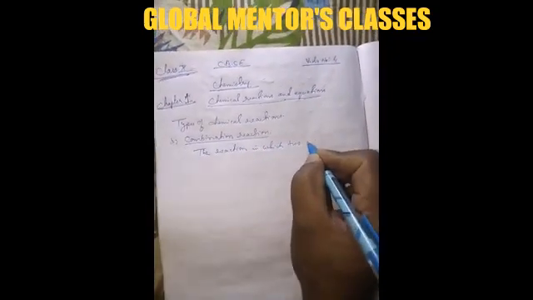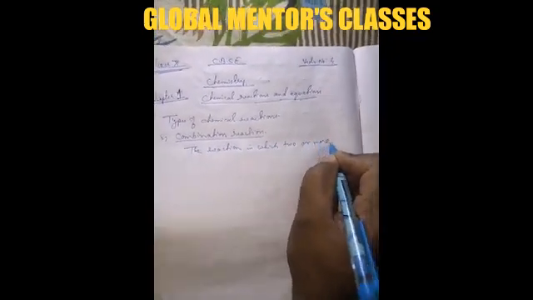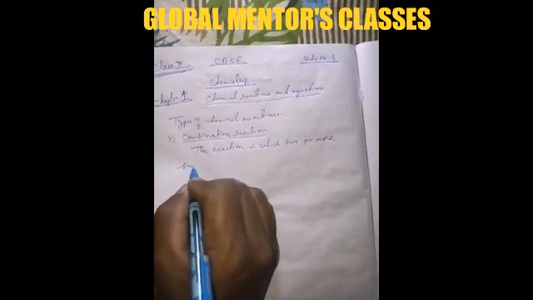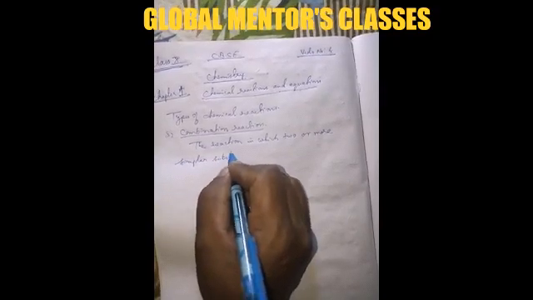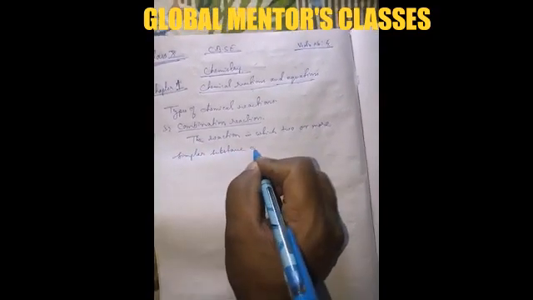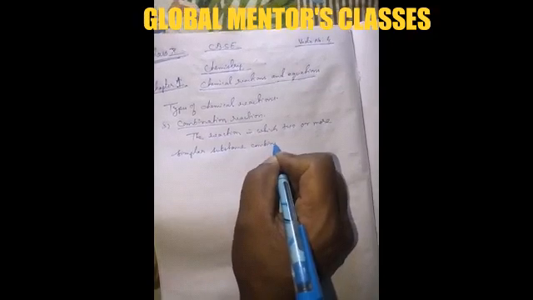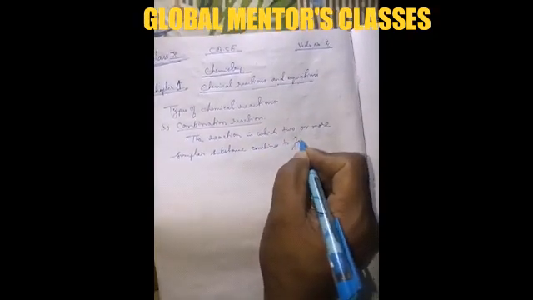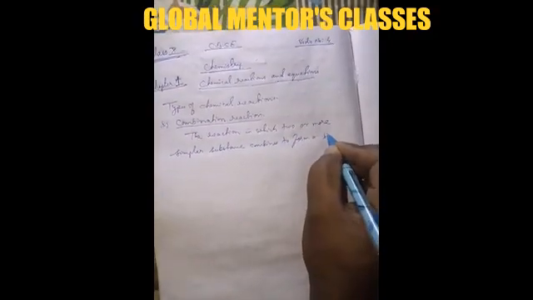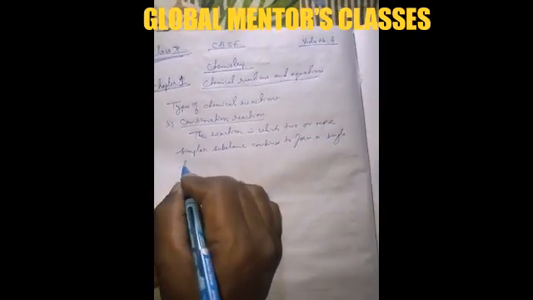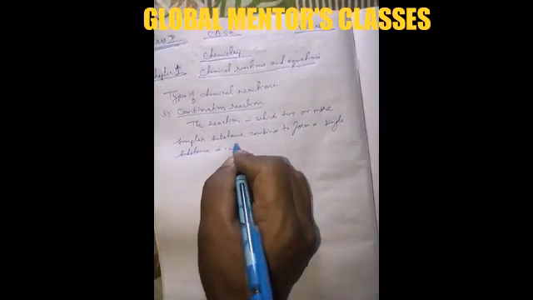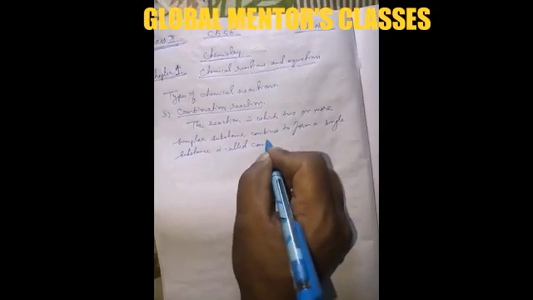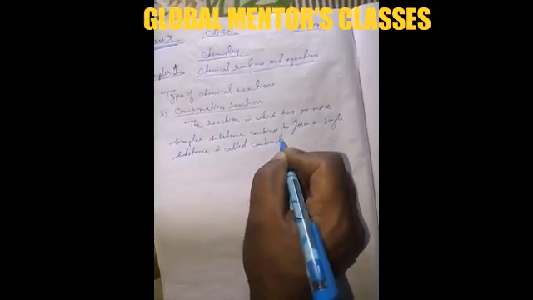That is, the reaction in which two or more simpler substances combine to form a single substance is called combination reaction.